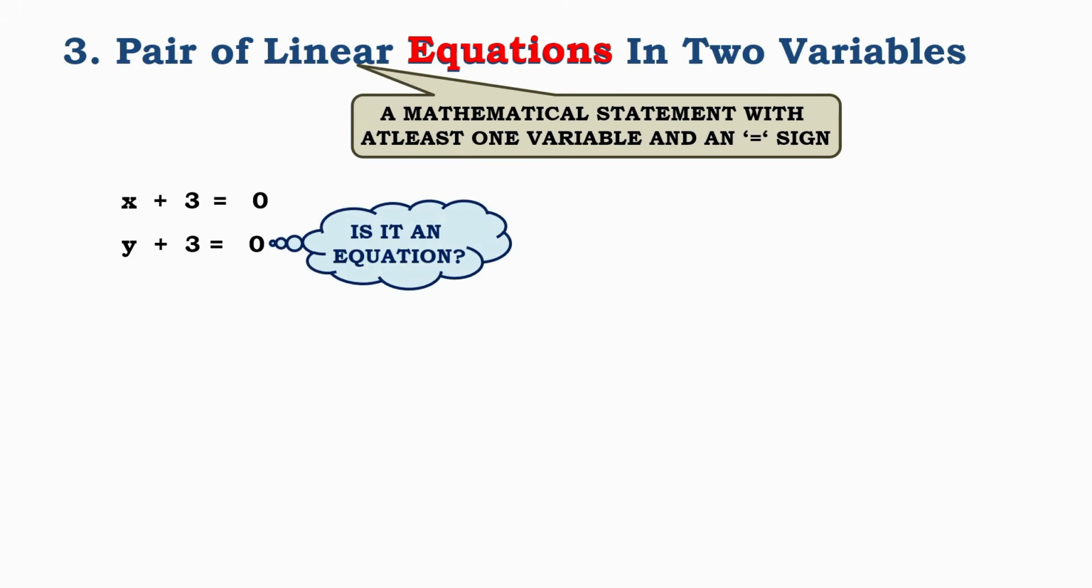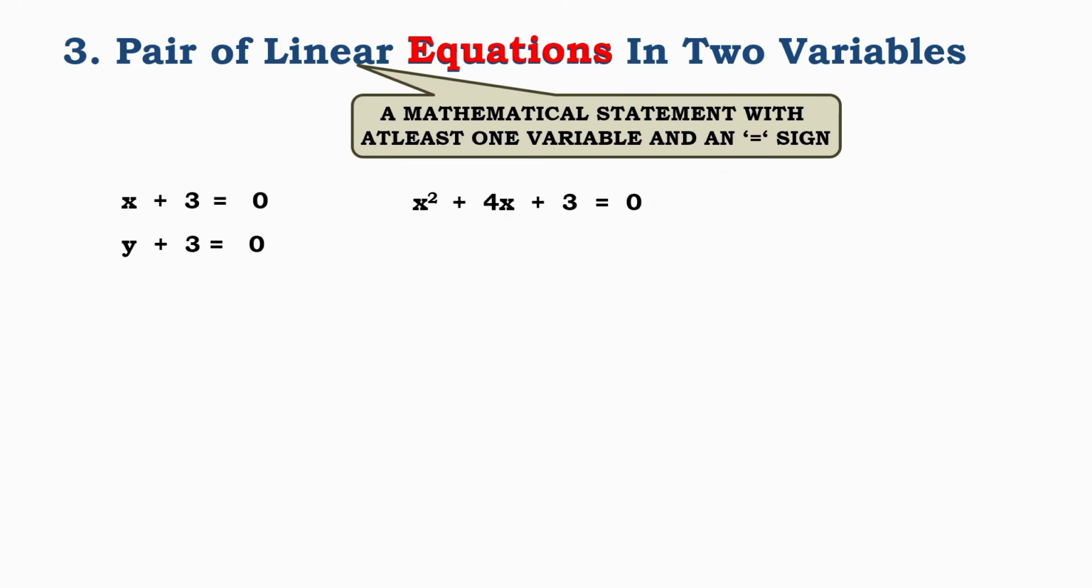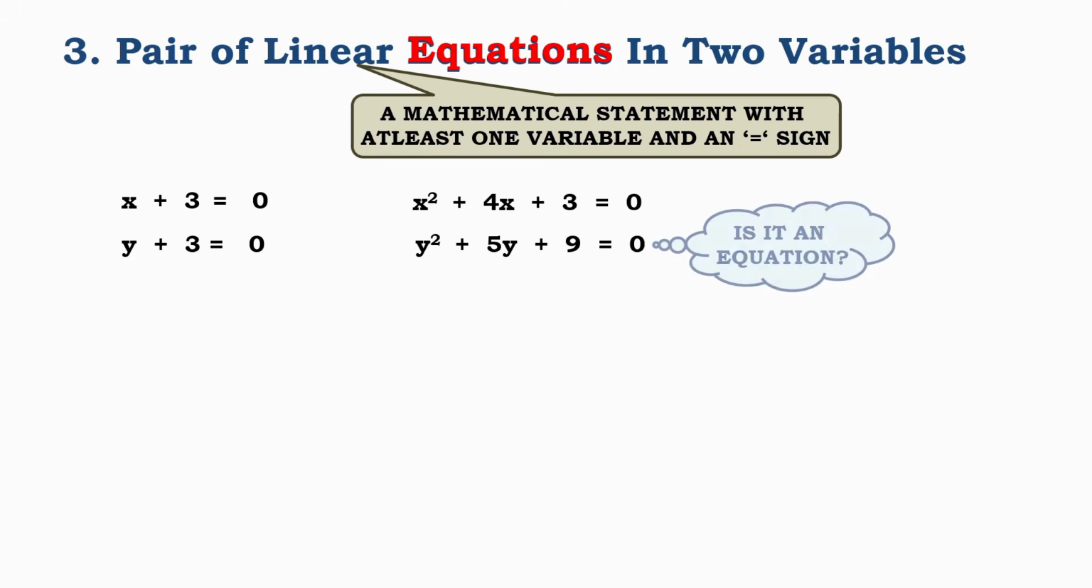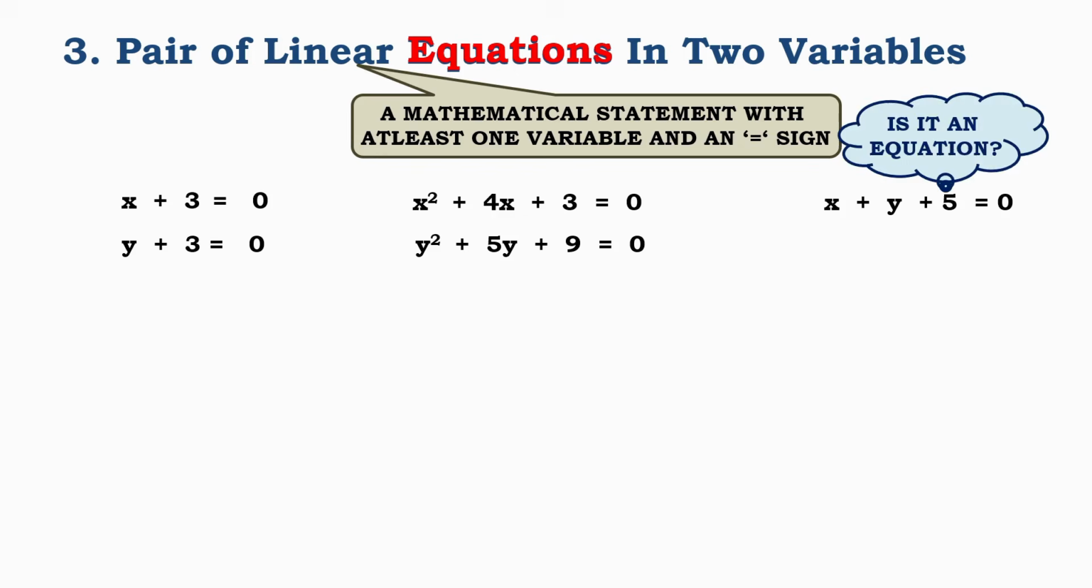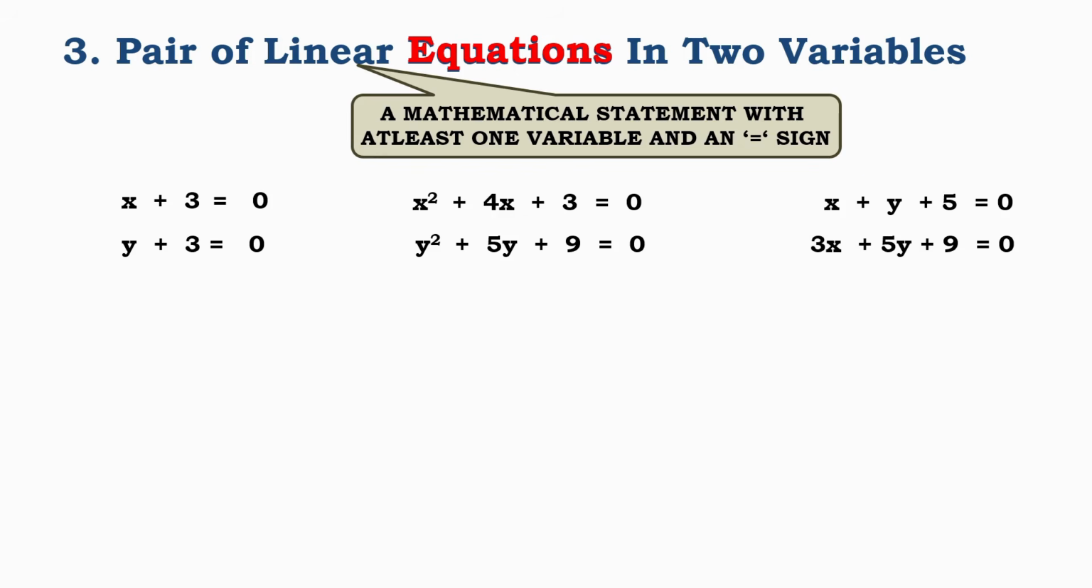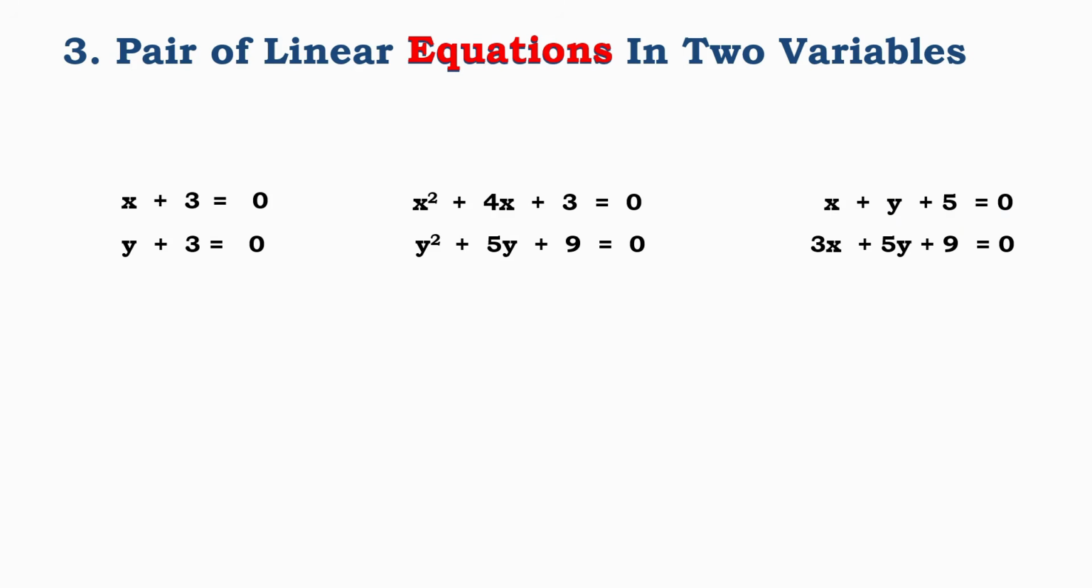X squared plus 4x plus 3 equals 0. Y squared plus 5y plus 9 equals 0. X plus y plus 5 equals 0. And 3x plus 5y plus 9 equals 0. All of these are equations because they contain variables and an equal sign. Now let us think about an important question. Is every equation a linear equation?